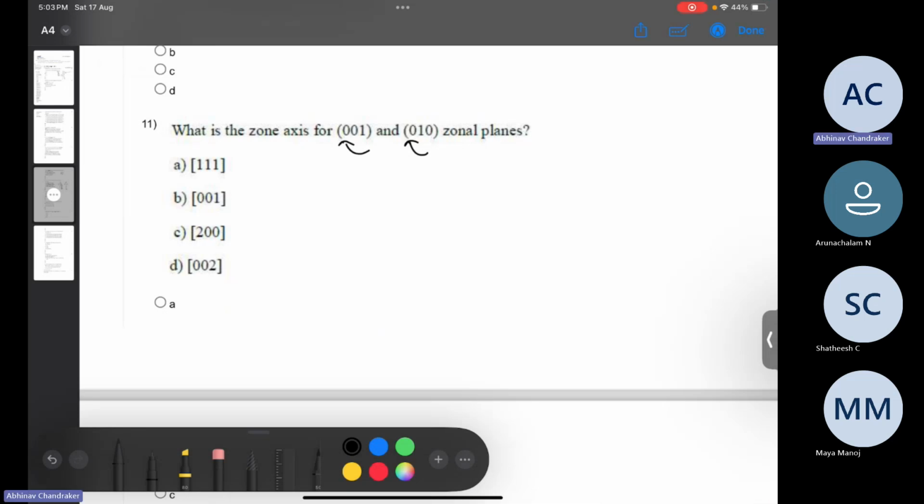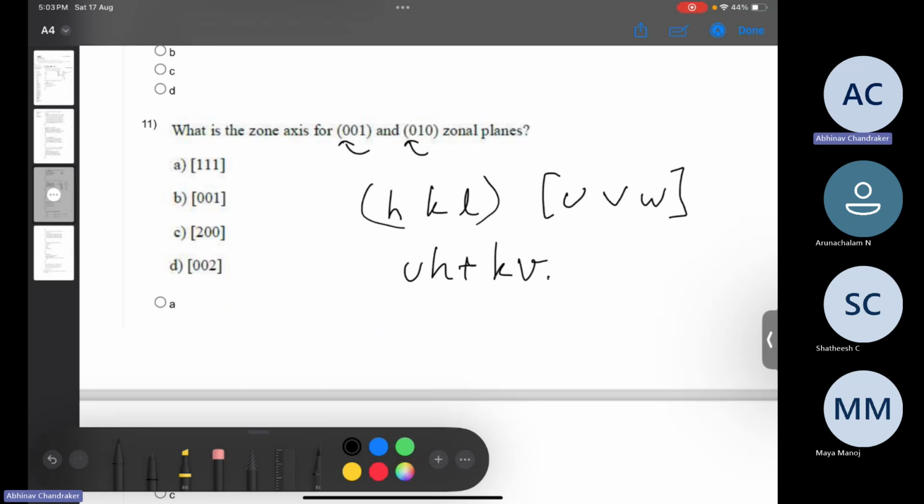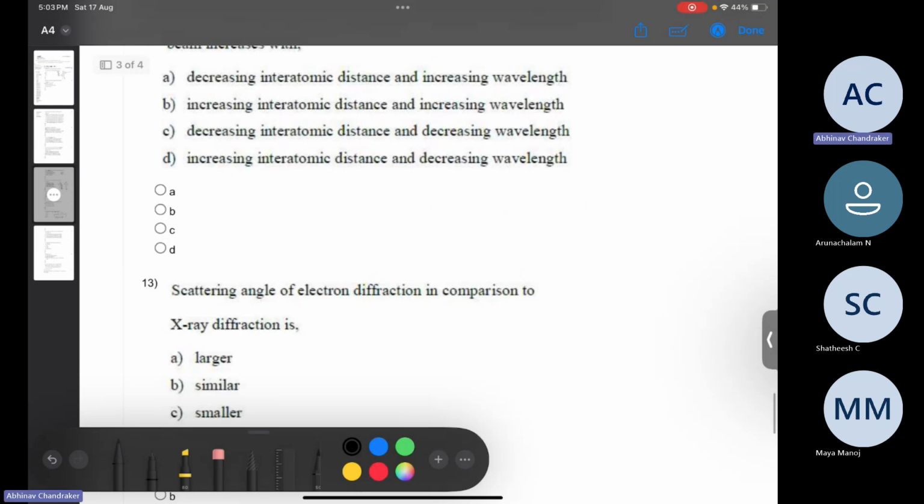If the planes are HKL and the zone axis is UVW, then UH plus KV plus LW, the dot product should be 0, since the plane is parallel to the zone axis, which means the normal of the plane is perpendicular to it. So the dot product should be 0, and the answer should be 200.